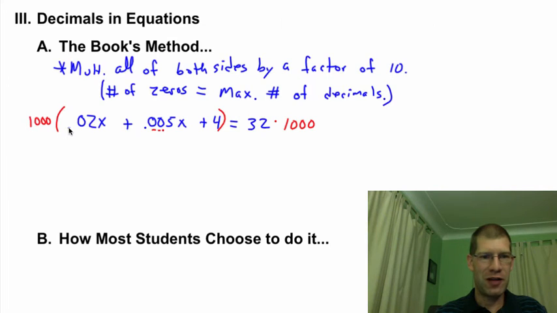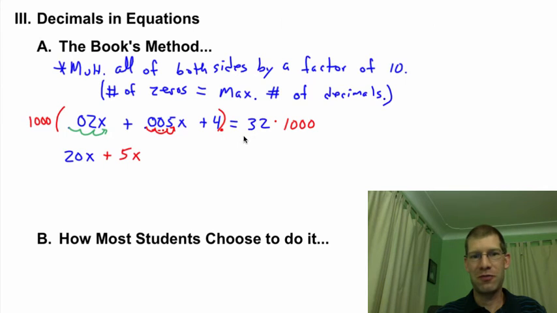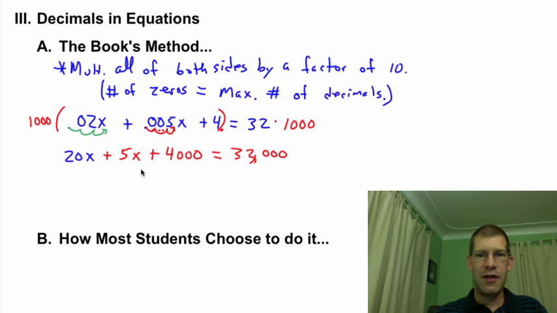So maybe let me do that here. 1, 2, 3 is going to get me over there, which is going to end up being 20x. When I hop my 3 decimal places here, I have 1, 2, 3. So that gives me a plus 5x. We'll just leave it in red. My 4, multiplying by 1,000, moves it 3 places. So now I end up with 4,000 equals 32,000. And it looks way too much like 33, so 32 comma 0, 0, 0.